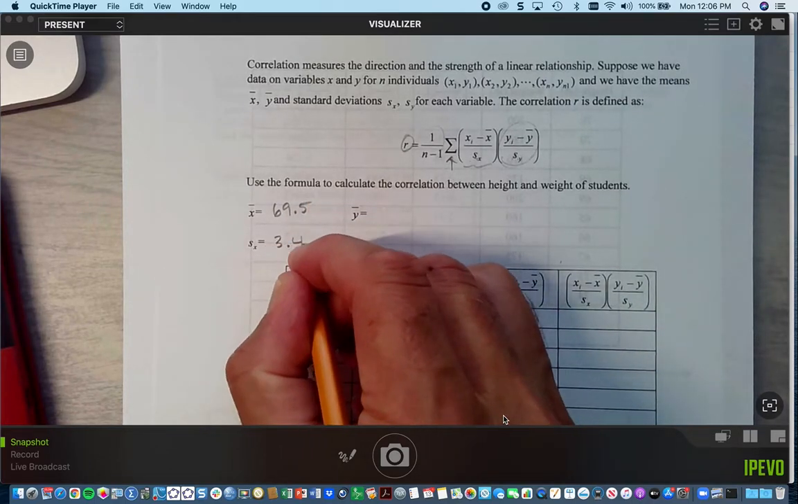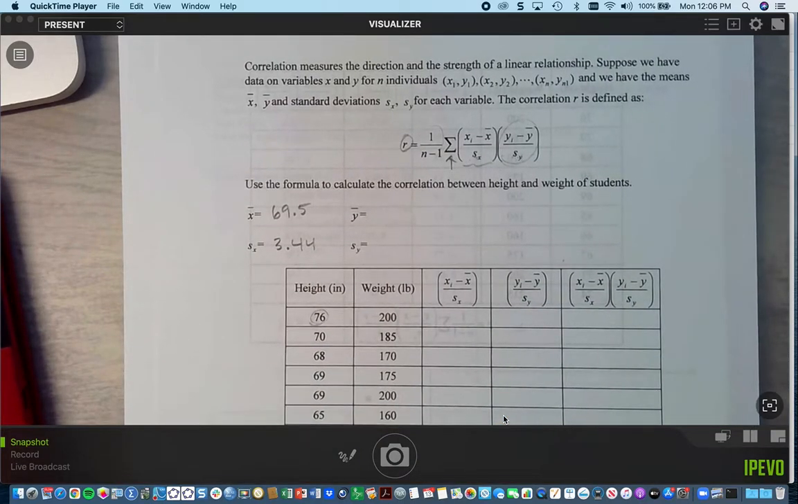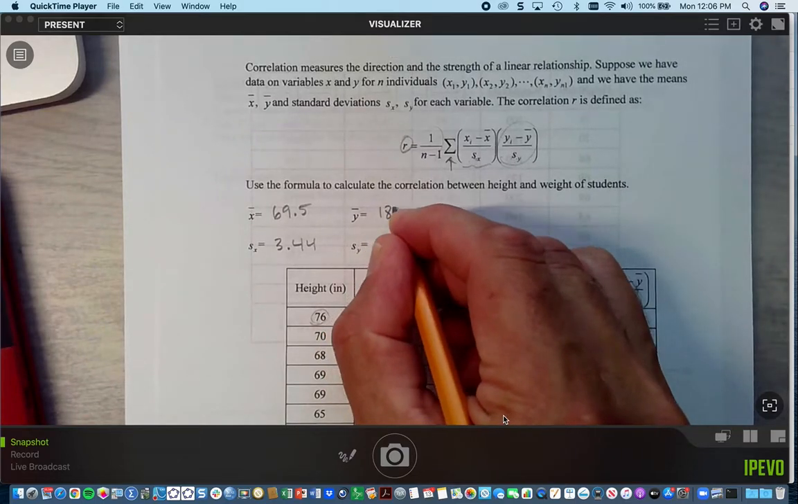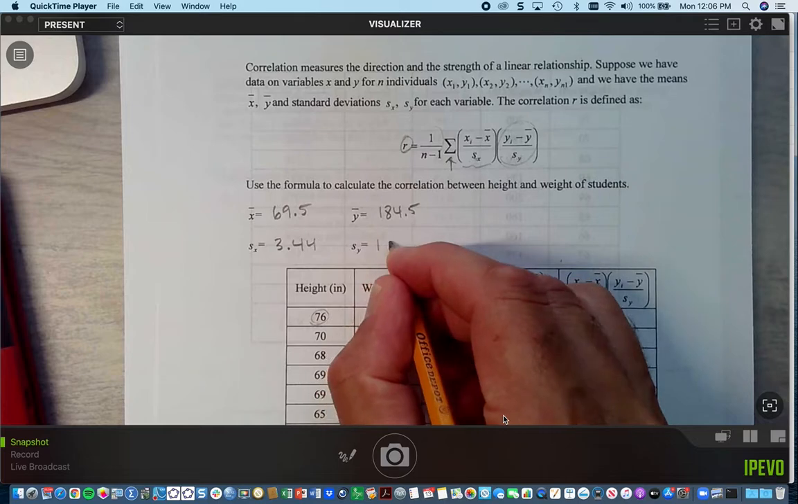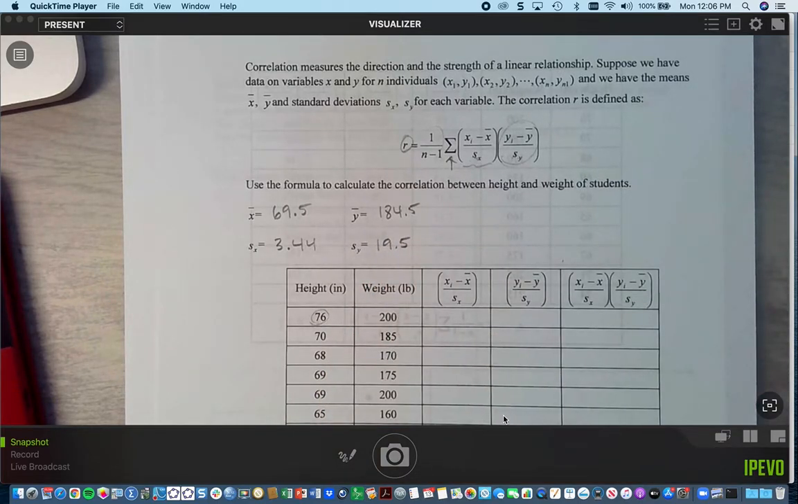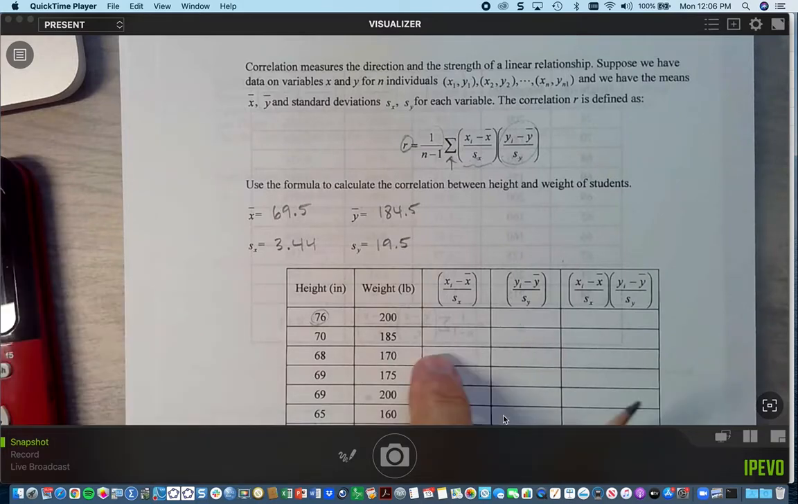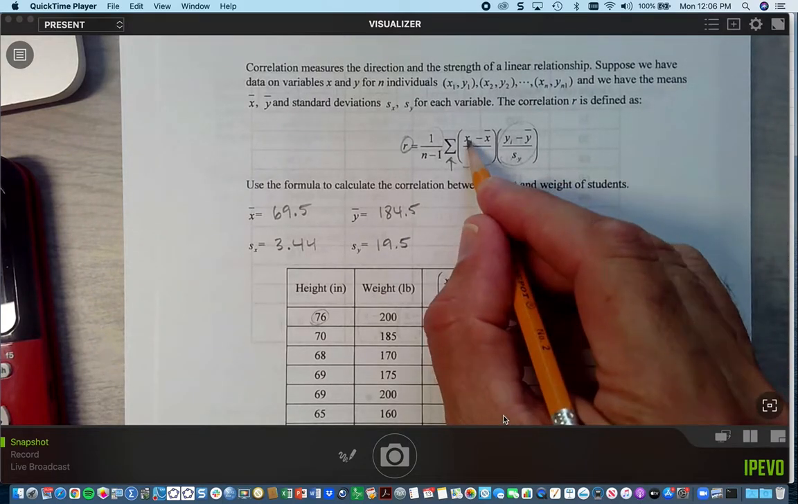And then for the weight data, the average weight is 184.5, and the standard deviation here is 19.5. Okay, so to get the value that goes in here, for this first person's z-score, remember a z-score is take an x value minus the mean divided by the standard deviation.